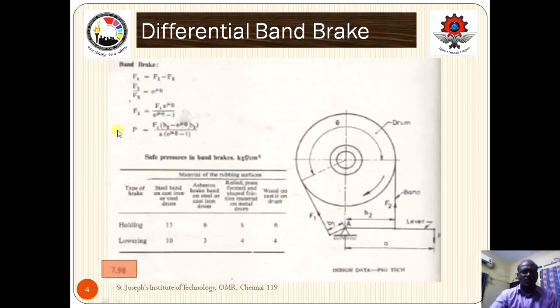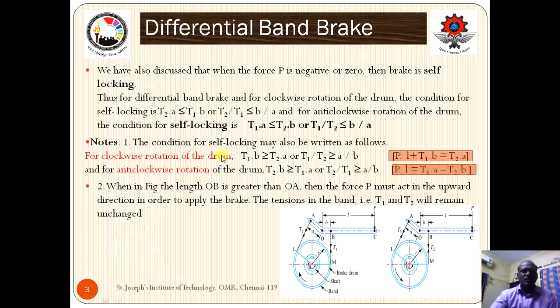These formulas for the differential band brake are also available on page number 7.98 of the Easy Data Book. If you understand the concept, you can write the equation and solve the problem. It is a simple equation you can write for clockwise and anti-clockwise direction. P into L plus T1 into B equals T2 into A for clockwise, and P into L equals T1 into A minus T2 into B for anti-clockwise.